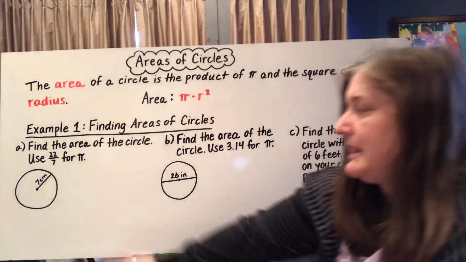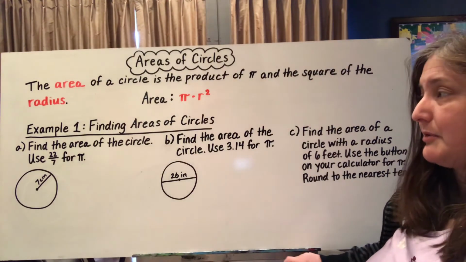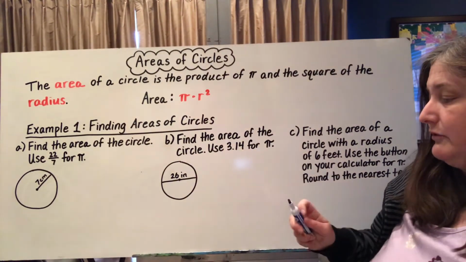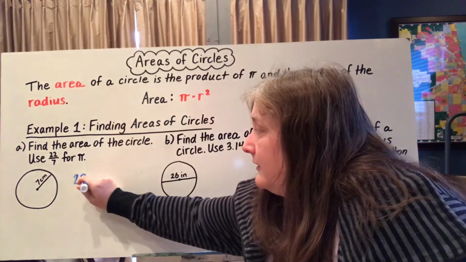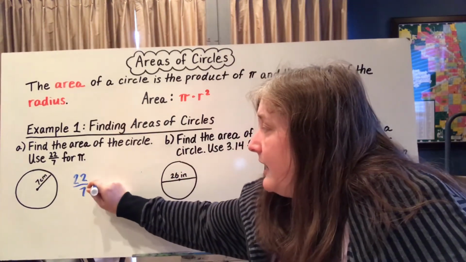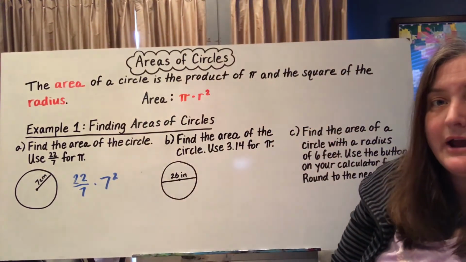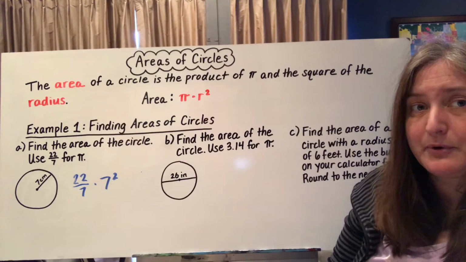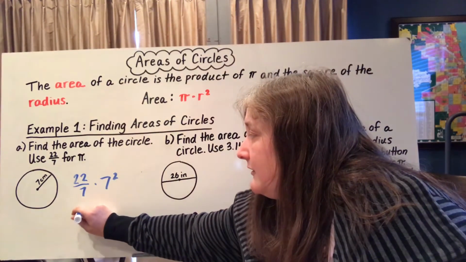For this circle, we're being asked to find the area using 22/7 as our approximation for pi. So it would be pi, which is going to be 22/7 times 7 squared, my radius squared. Now, according to order of operations, I need to do the squared first. So 7 squared is going to give us 49.